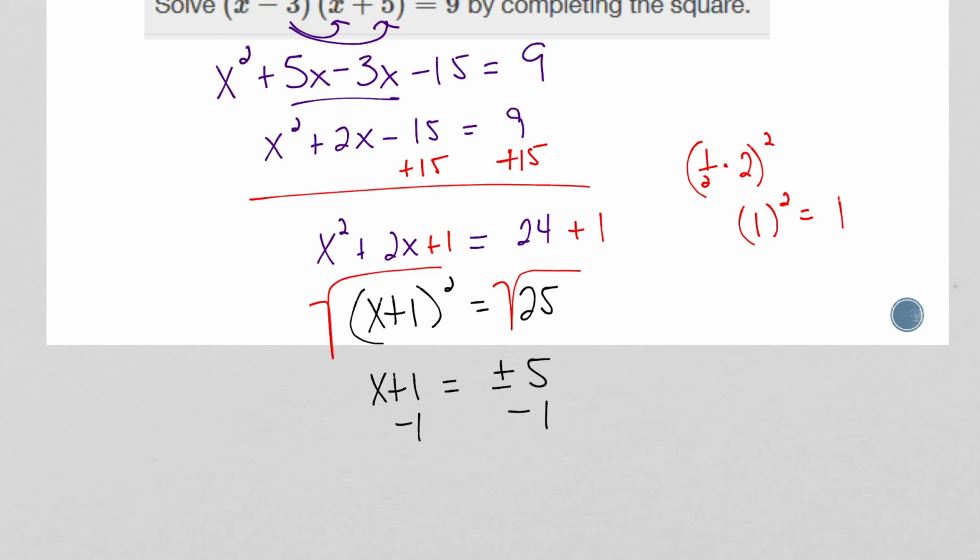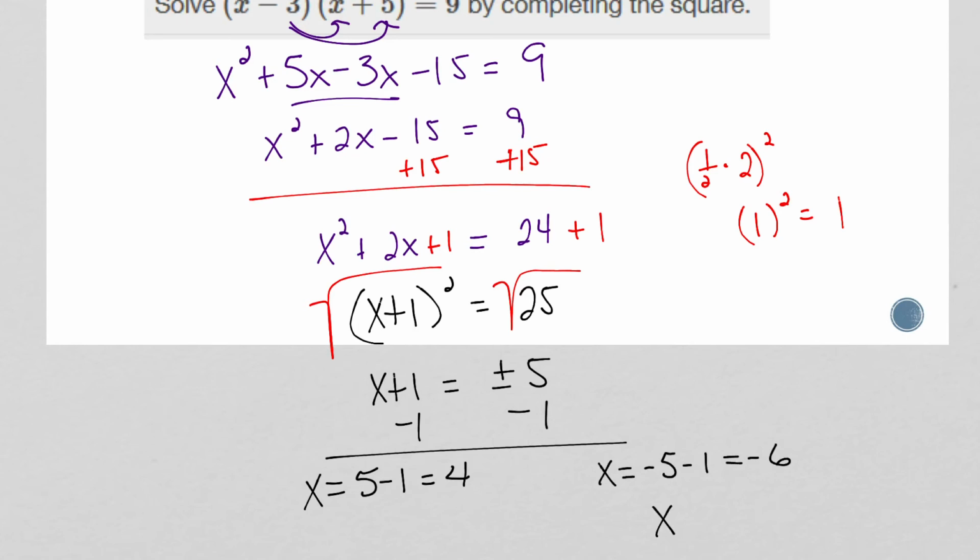Subtract 1, subtract 1. So my two solutions are 5 minus 1, which is 4, and negative 5 minus 1, which is negative 6. So they would be x is equal to 4 and negative 6.